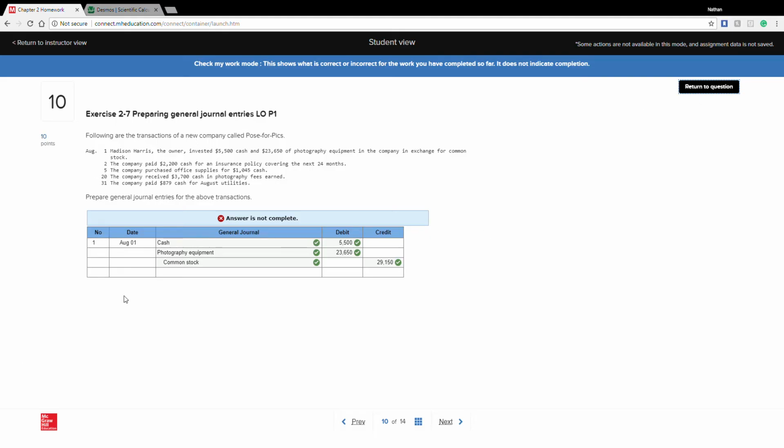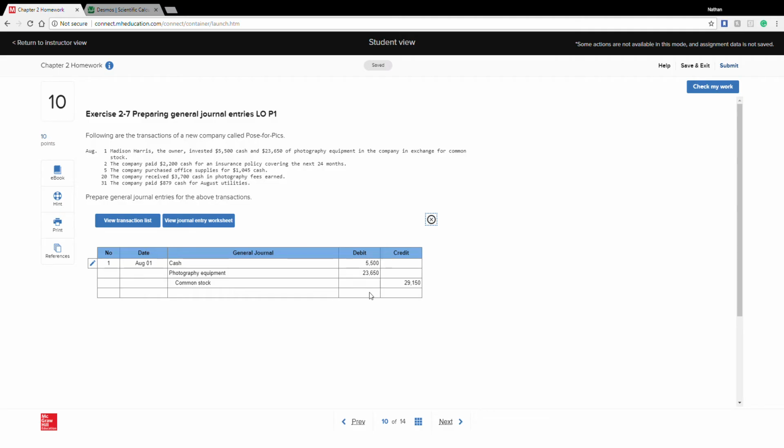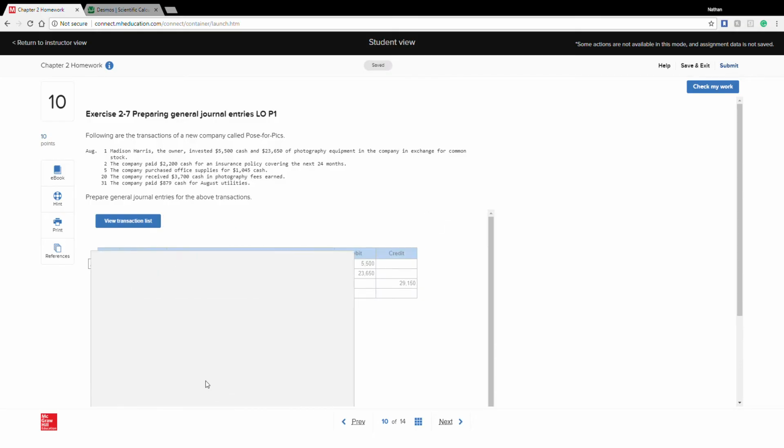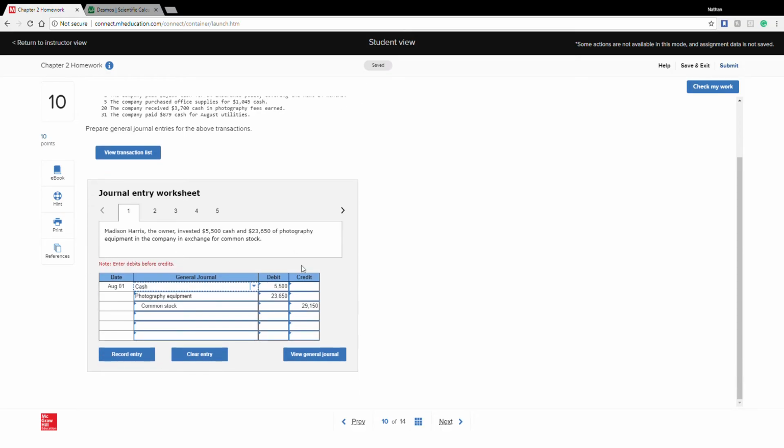When you hit check my work on these kind of transactions and you return, notice that it doesn't have the gray box or anything. You must hit this X to go back. Okay? Once you hit the X, it'll go right back to how you can record. Okay? So let's go to question 2.